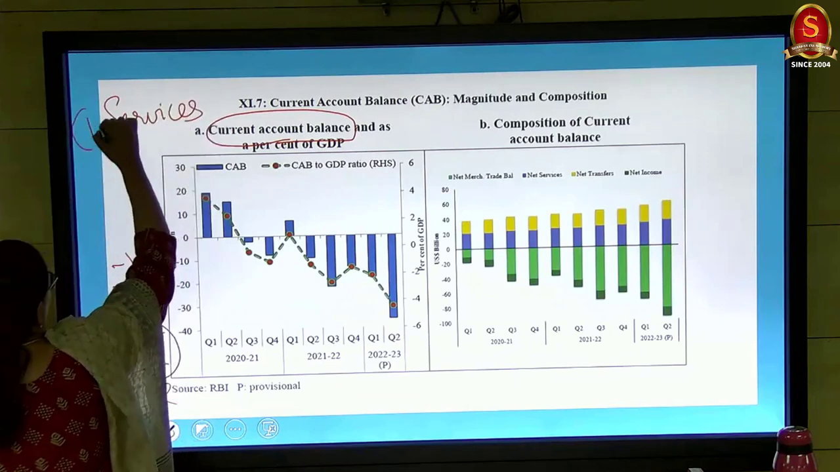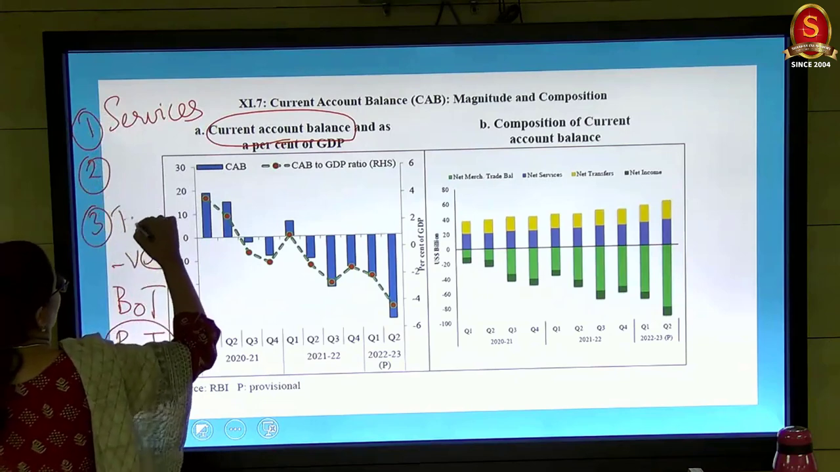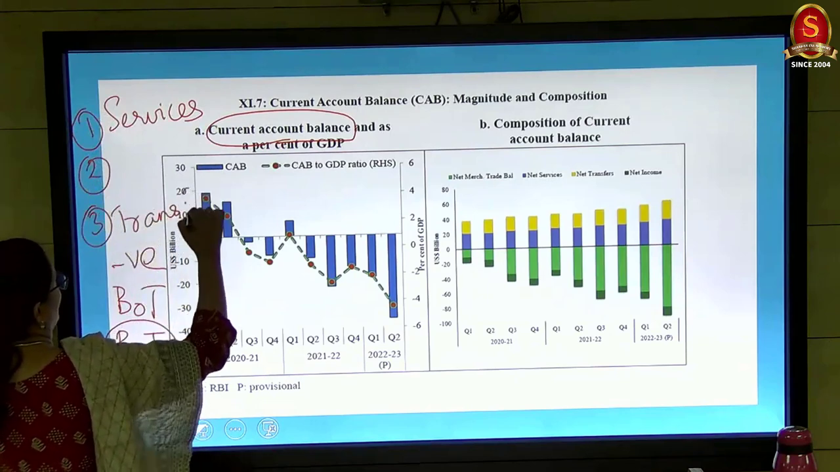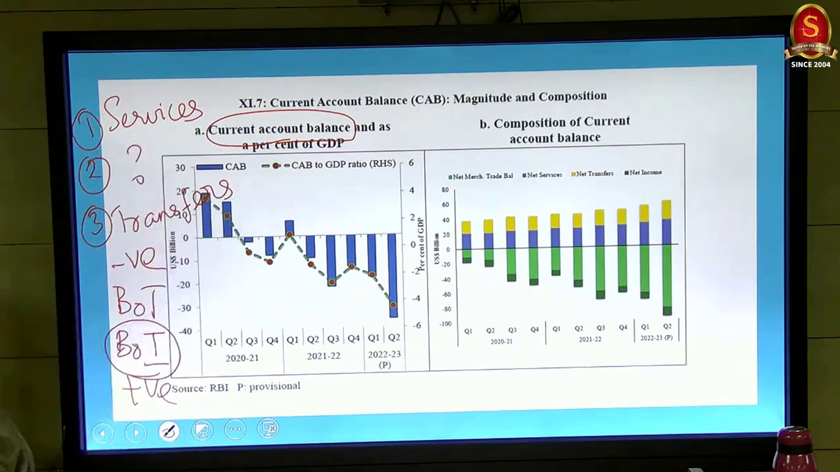Services, 1. That is 3. I want to call your remittance as the transfers. What is here? Second item. Is it only the interest? I want 2 more components. Dividends. 1 more component. Louder.